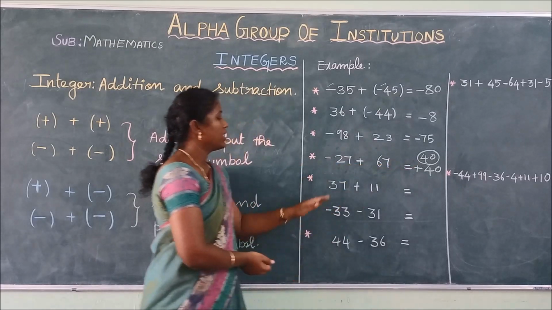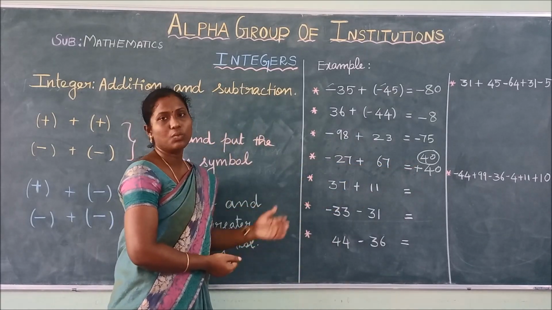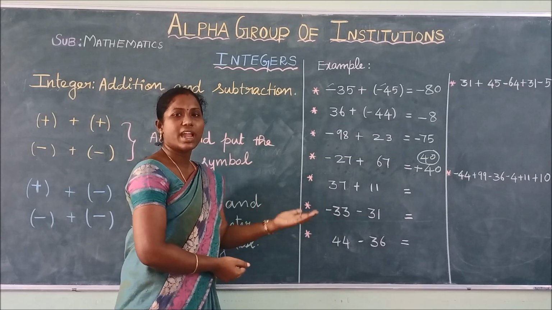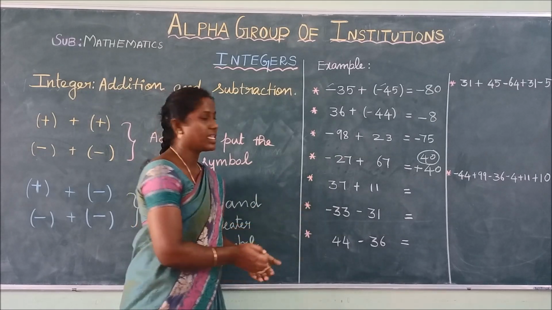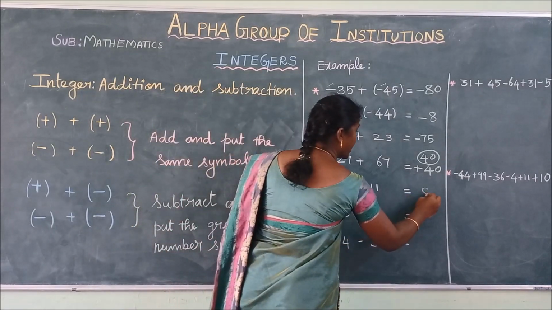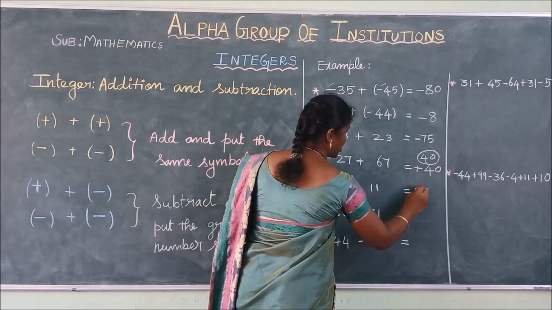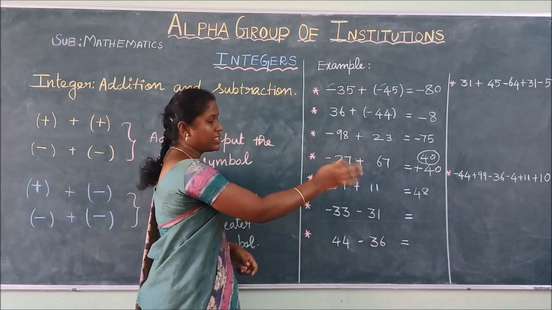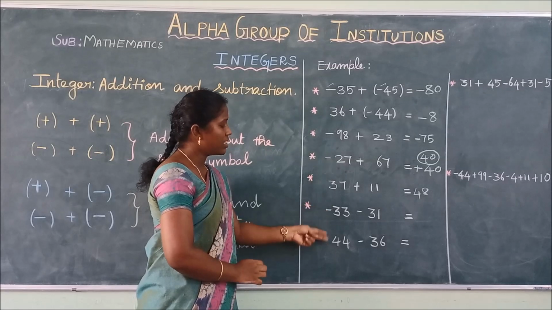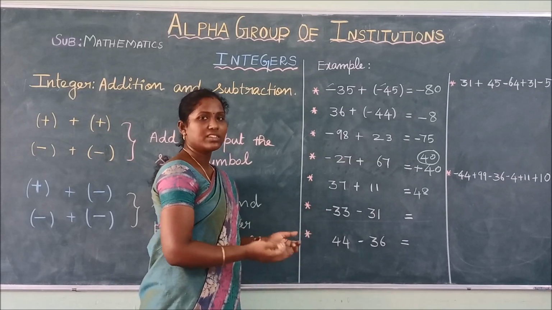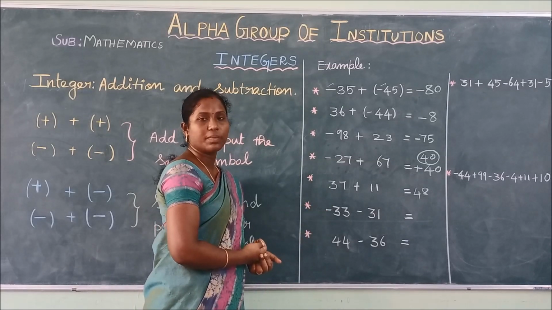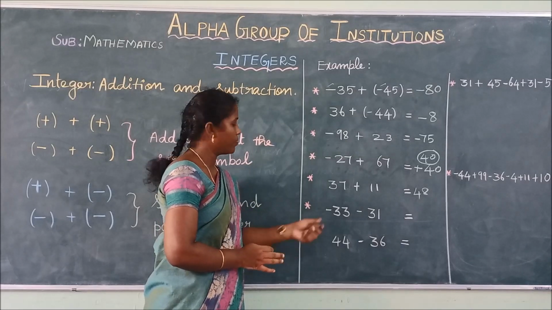The next one is very simple now, both are positive. Just add and put the same symbol. If I add this, you will get the answer 48. Both are plus, so plus 48. Now see the subtraction. For subtraction, the same rule applies. For addition and subtraction, we follow the same rule.